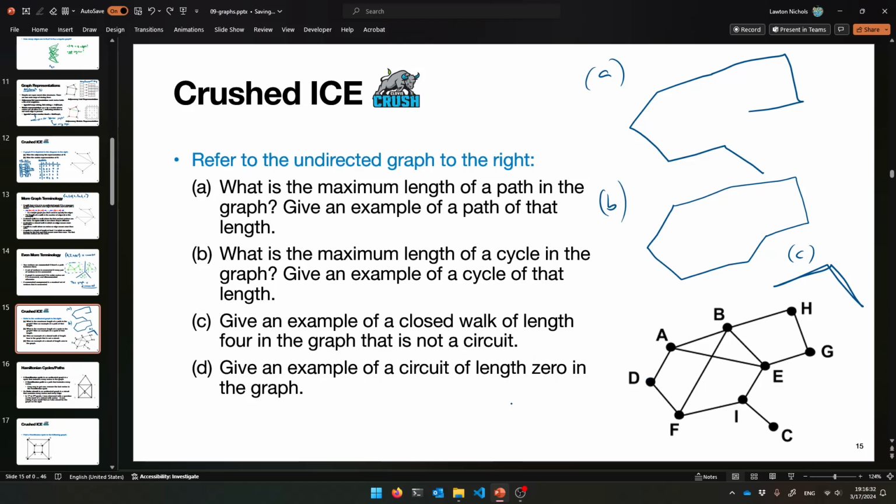You don't follow any vertices, any edges. You just stay at the same vertex. That's totally technically possible to have a length 0 circuit. Just stay there at any of the vertices. Stay there, don't move. That's the idea. Okay, so that's like stay at D, don't go anywhere. That's the answer there. All right, so hopefully you got that.